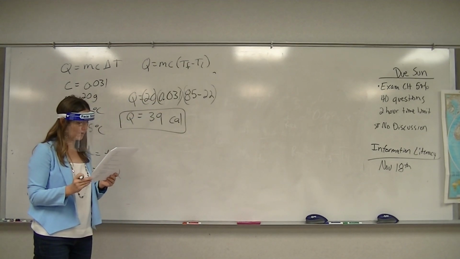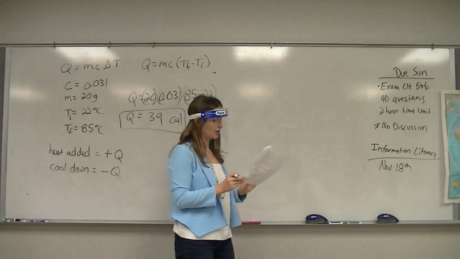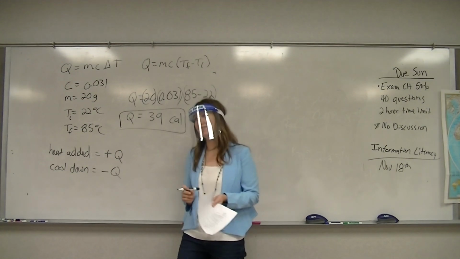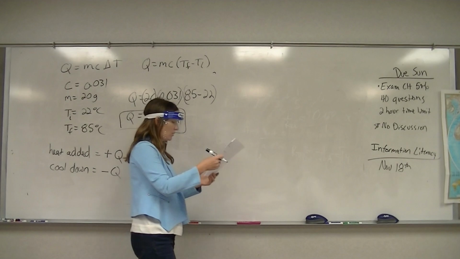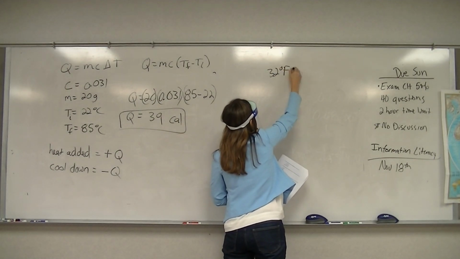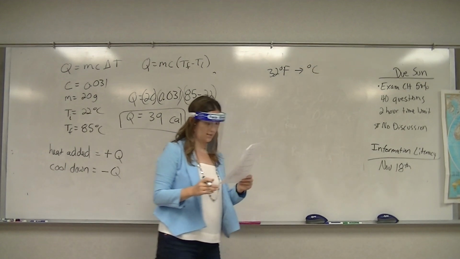So for number 12, it's conversion problems now. So we're doing temperature conversions for the next few problems. And you'll see at least 4 temperature conversions on the exam. So make sure you know how to use those equations. So we have 32 degrees Fahrenheit, and we're going to Celsius, correct? Yes.